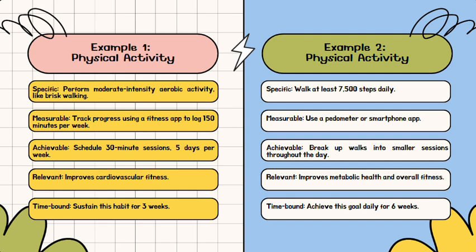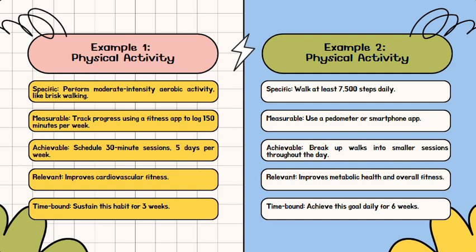For our measurable aspect, we're going to use a pedometer or a smartphone app. So if you carry your phone around with you in your pocket, or if you have a smartwatch, it's actually automatically collecting that data for you already. Achievable: we're going to break up walks into smaller sessions throughout the day. So say I get a 30-minute lunch break, and I'll spend the first 20 minutes eating my lunch, and then I'll spend the second 10 minutes maybe walking around the office, taking a step outside, going for a quick walk around the block, something along those lines.